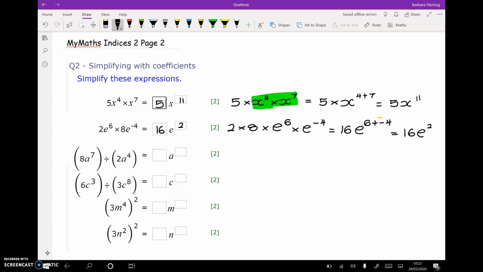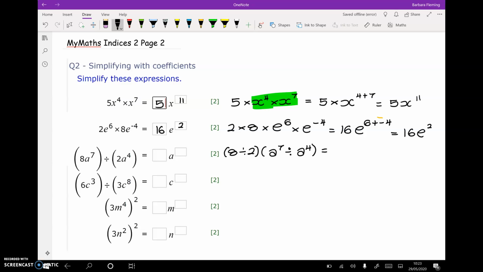Okay, now we're dividing. So different rule, whenever you're dividing, you subtract your powers. So starting off, we'll have our 8 divided by 2. And then you've got a to the power of 7 divided by a to the power of 4. It's really nice to write divisions as fractions. So you'd have 8a to the power of 7 over 2a to the power of 4. And that can make it really nice and easy to see as well.